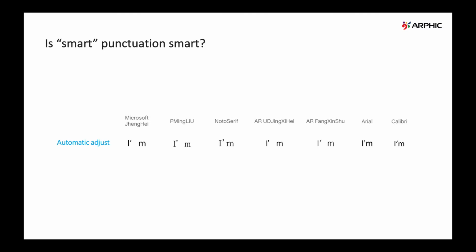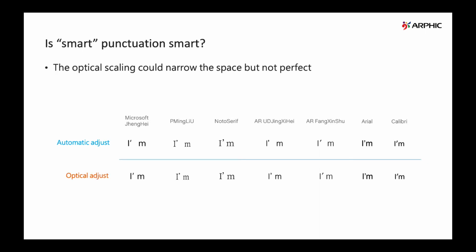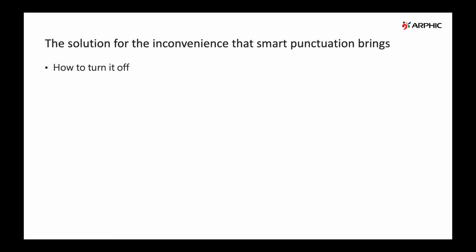Smart punctuation adjusts space automatically. Here are some Chinese typefaces for you to refer to, with Arial and Calibri. The optical adjust function could narrow the space but not perfectly. Manual adjustment is recommended. Smart punctuation doesn't do well, but fortunately you could turn it off.